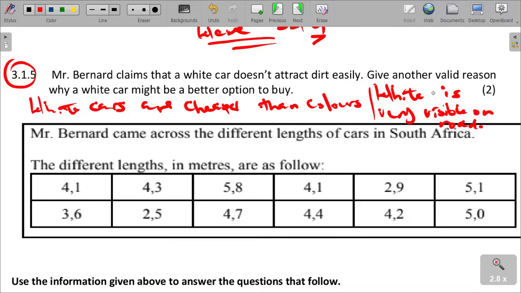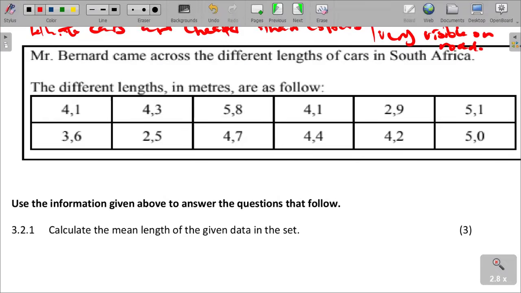White paint color is easy to replace if the car has got dents. It can be easily replaceable. It's not difficult to work with white cars in terms of having problems. That is one other advantage, another reason that we can give in that respect.